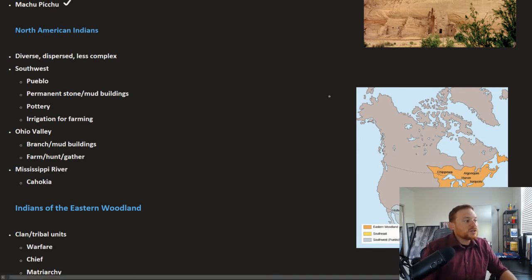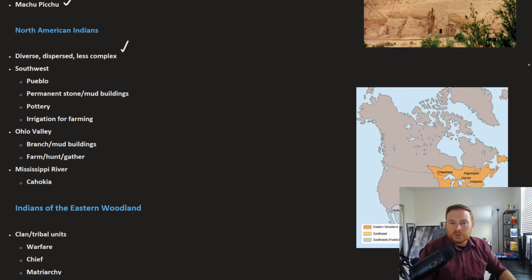By comparison, North American peoples were more diverse, more dispersed, and had less complex societies in terms of governing structures. You didn't really have overarching empires with massive armies and bureaucratic systems like the Aztec and the Inca. Those were really the two most sophisticated civilizations.